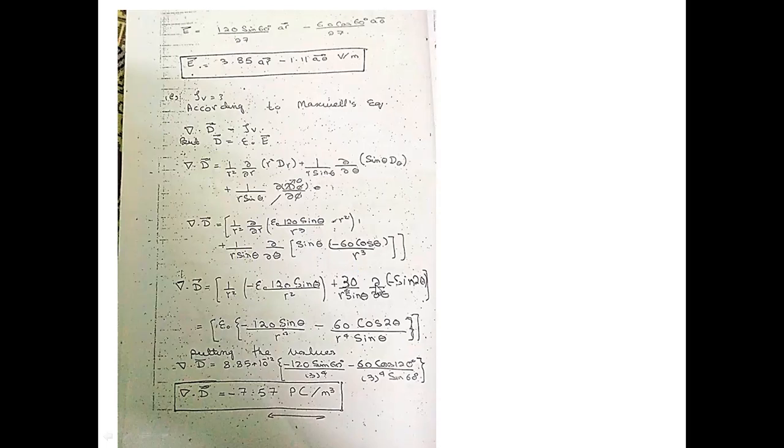And from this expression we will get 30 over r square sine theta, partial derivative with respect to theta of minus sine 2 theta. So after putting the values of r is equal to 3 and theta is equal to 60 degree, we will get the divergence of D is equal to minus 7.57 picocoulomb per meter cube.